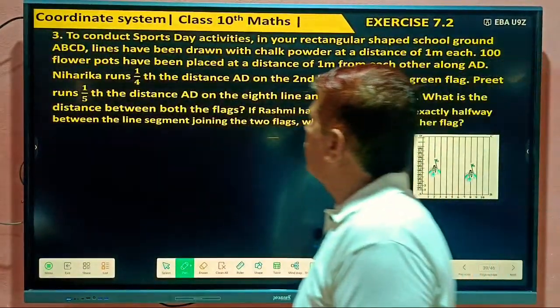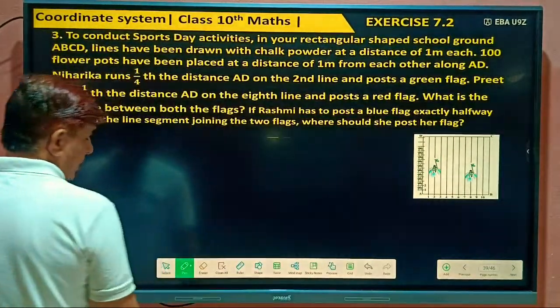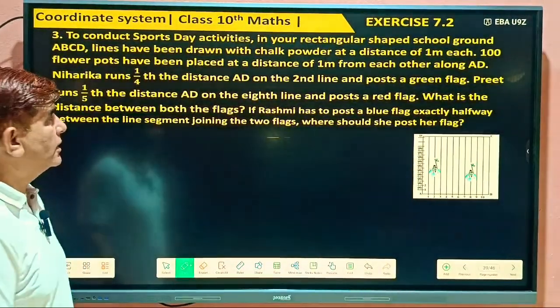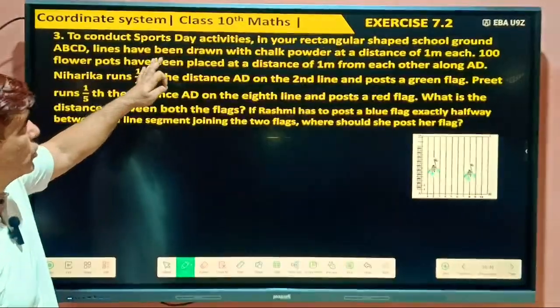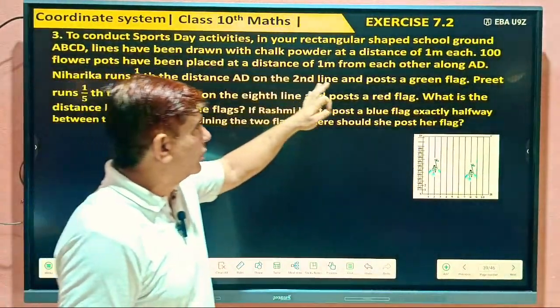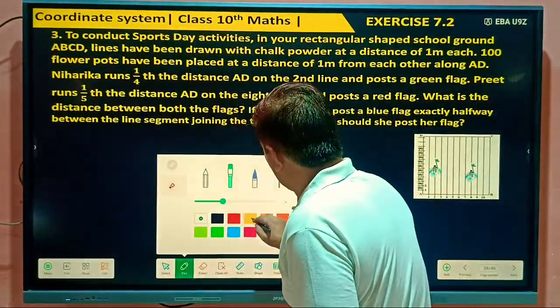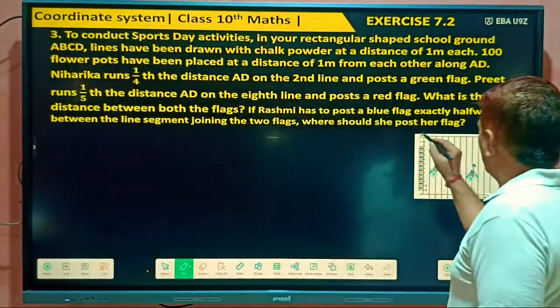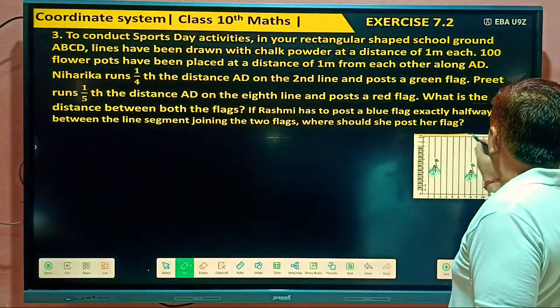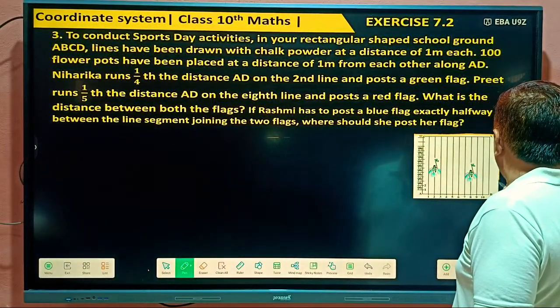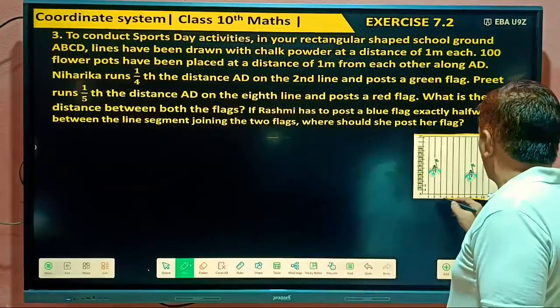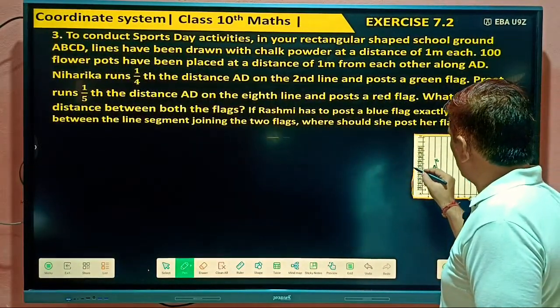Next, question number 4. Important here. You have to understand the situation. To conduct a sports day activity in your rectangular school ground. Your school ground is like this. In this you have to understand the big statement given.